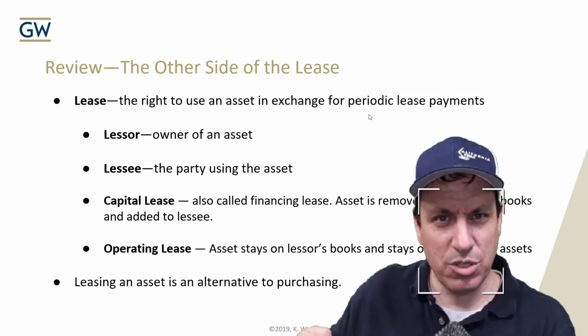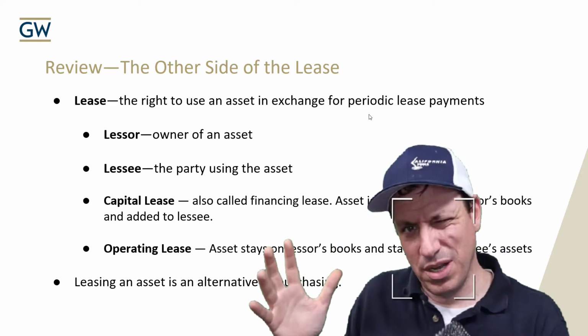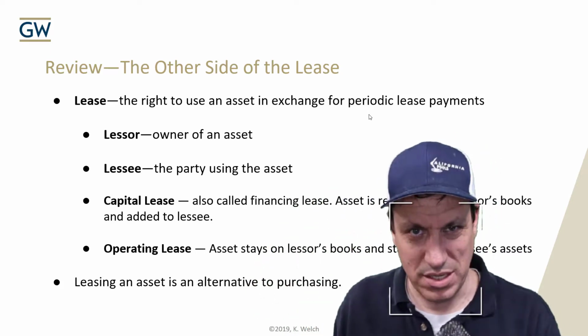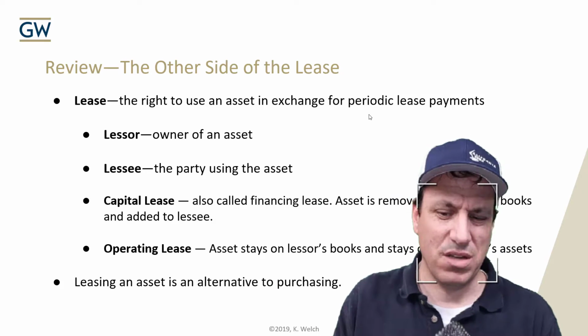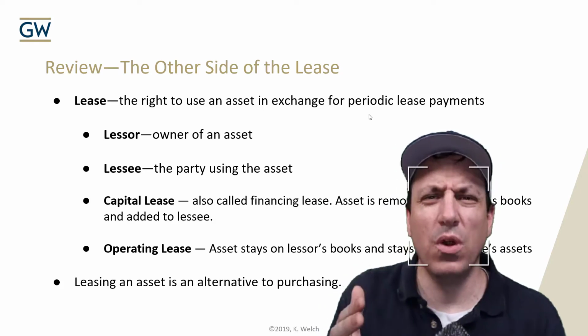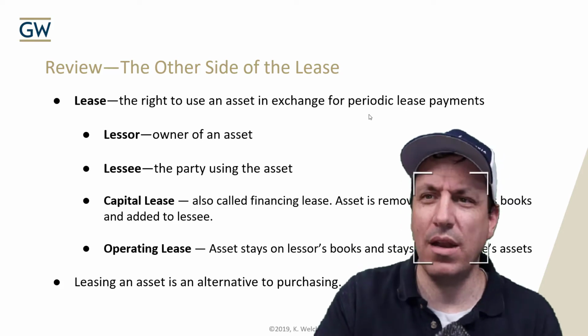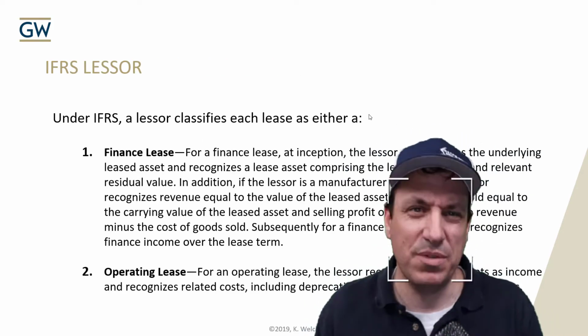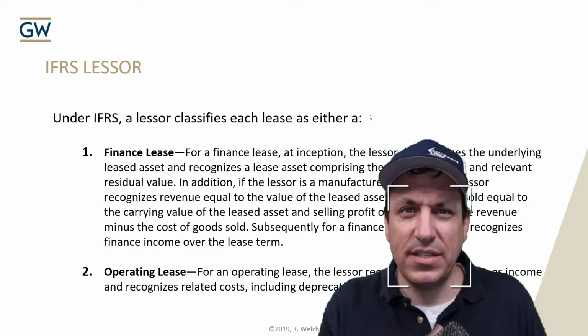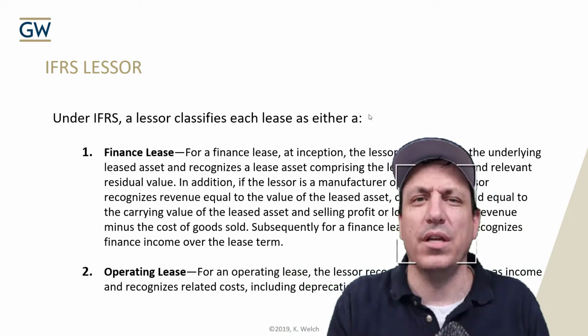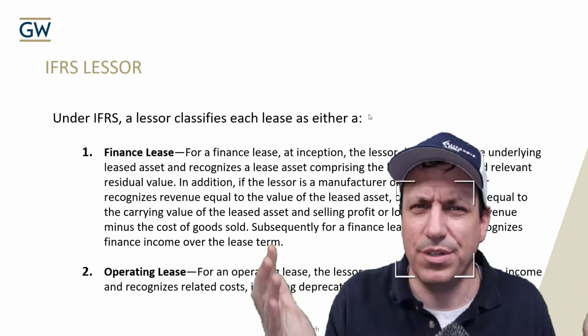From the lessee's perspective, there were basically two kinds of leases, a capital lease or an operating lease, as talked about in the prior videos. The rules for a lessor are a little bit different. All right, so we're going to go through that. Under IFRS, there are basically two types of leases, what they call a financing lease or a capitalized lease, or an operating lease. And you're like, well, what's different?